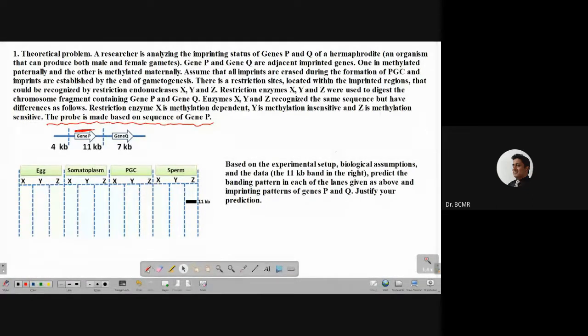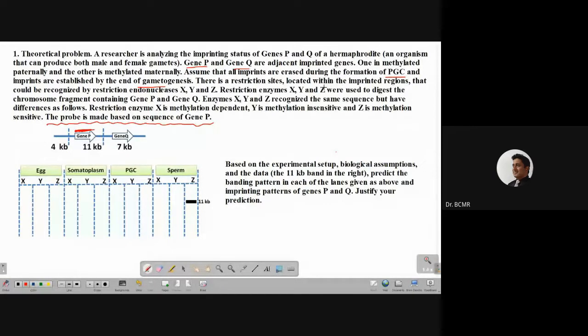So there is gene P. Let me try to go through and let's see what we understand. Gene P and gene Q are two adjacent genes and imprinted. So one is methylated paternally and one is methylated maternally, right? Assume that all imprints are erased during primordial germ cells and established during gametogenesis.